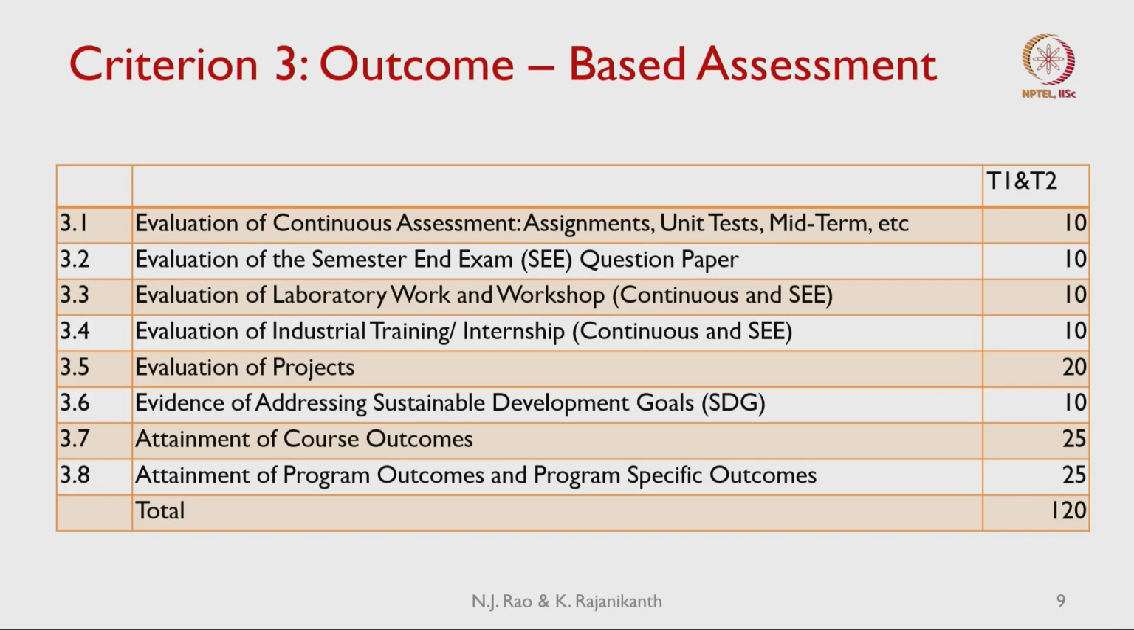Then the third criterion was outcome based assessment. Outcome based curriculum, outcome based teaching learning, now outcome based assessment. There are again 8 sub criteria, total marks being 120. The continuous internal assessment, that could be assignments, unit tests, midterm tests, etc. Quizzes, a variety of ways are possible. So, how are these implemented by the institute?